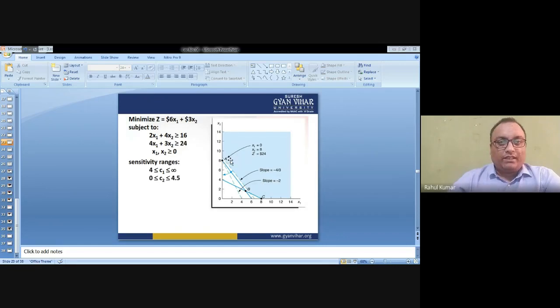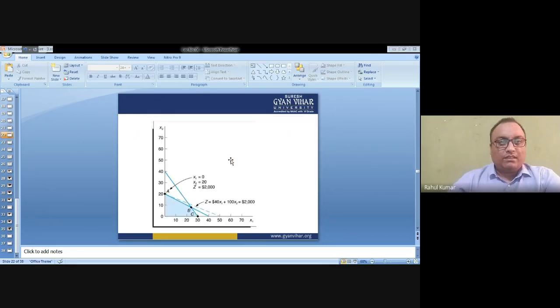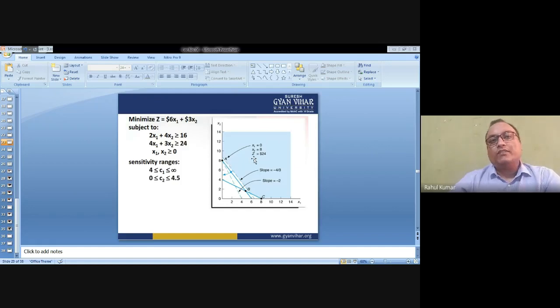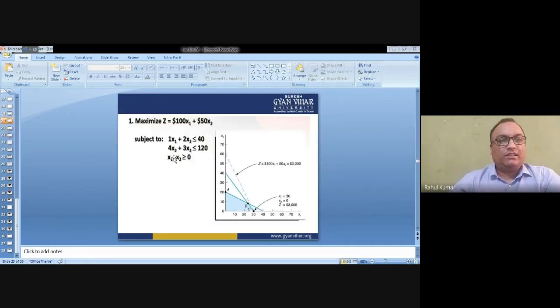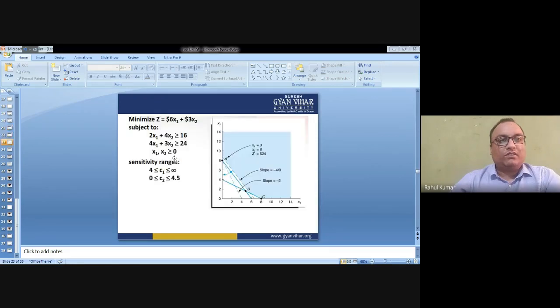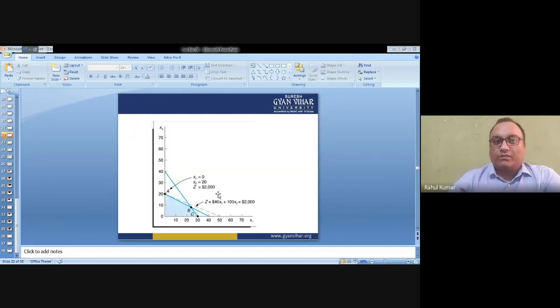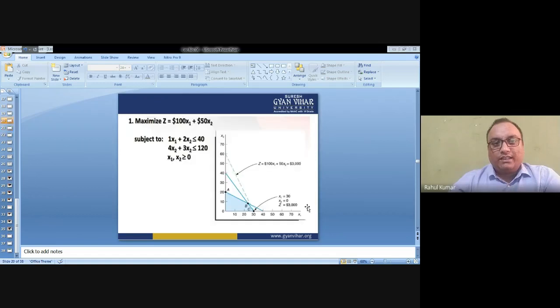And this A point gives a maximum minimization function value of 24, right? This is the second question, right? And this question is solved, and here the maximum function value is Z equal to 3000, right? Z equal to 3000.